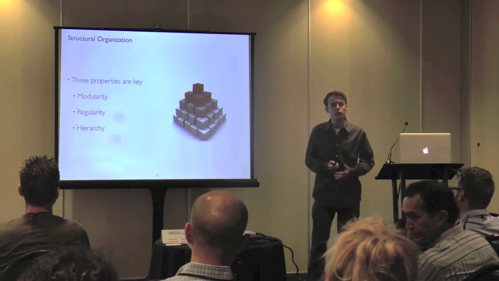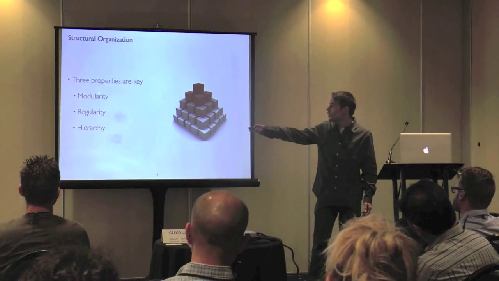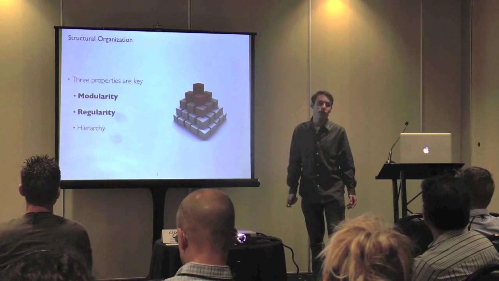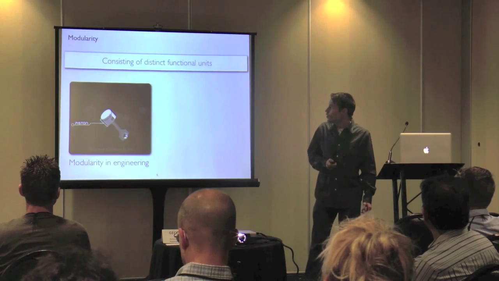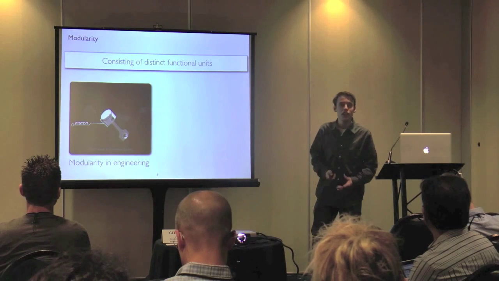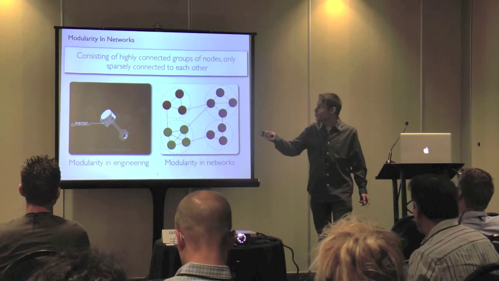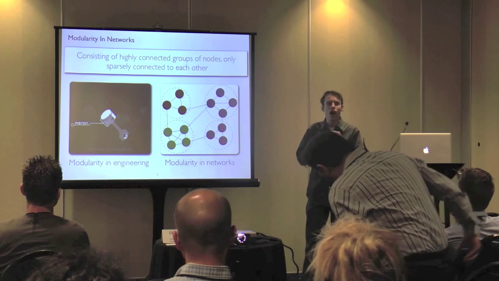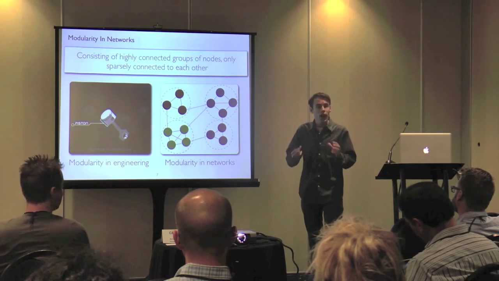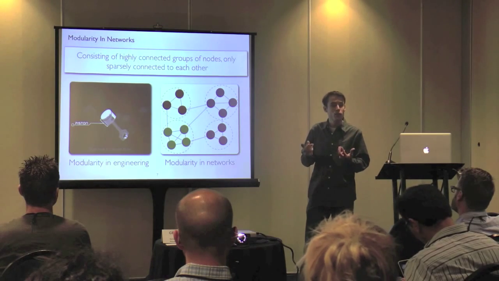So, what do I mean with structurally organized? Well, I'm talking about these three key properties: modularity, regularity, and hierarchy. For this research, we focus on modularity and regularity. Modularity means consisting of distinct functional units, and you can often see this in engineered design, such as the pistons you might find in your car. For networks, it's a little bit different, and here we talk about consisting of highly connected groups of nodes that are only sparsely connected to each other. And here, the highly connected groups of nodes are the distinct units which create the modularity of your system.